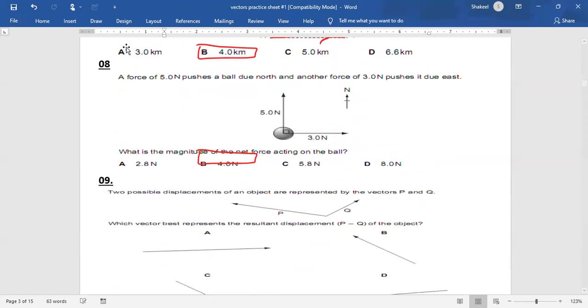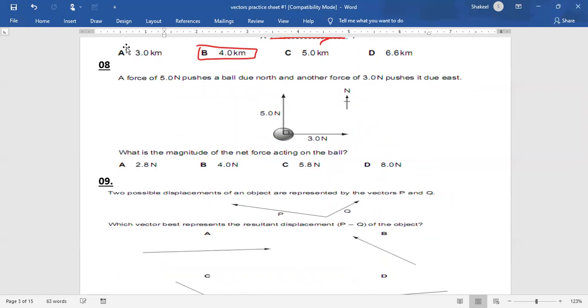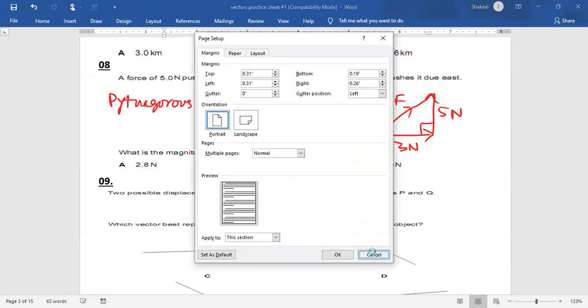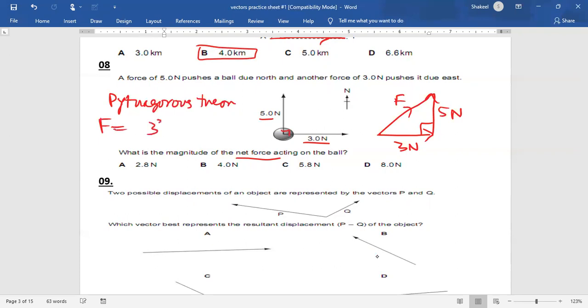Okay, let's move to question number 8 now. Again, a very simple question. 3 Newton, 5 Newton are acting at right angle to each other. What is the net force? So like this is 3 Newton, head to tail rule. This is 5 Newton, and you have to find the net force. So use Pythagoras theorem over here, which is F equals square root of 3 square plus 5 square. So that will give you the answer of square root of 34, and that will be 5.8.